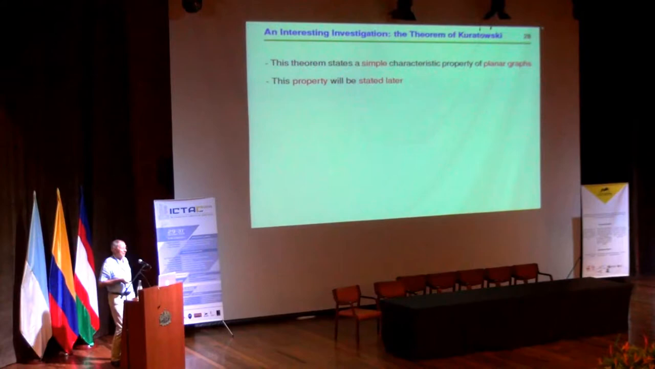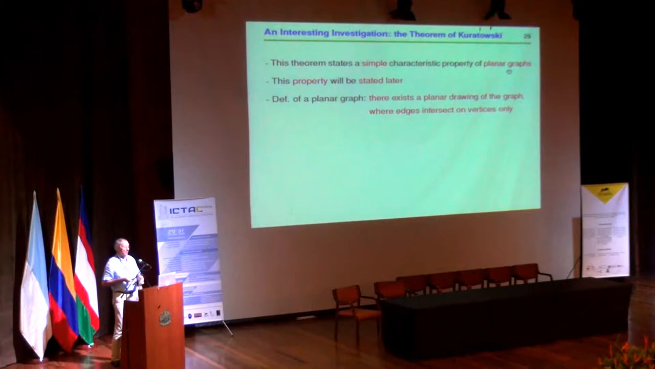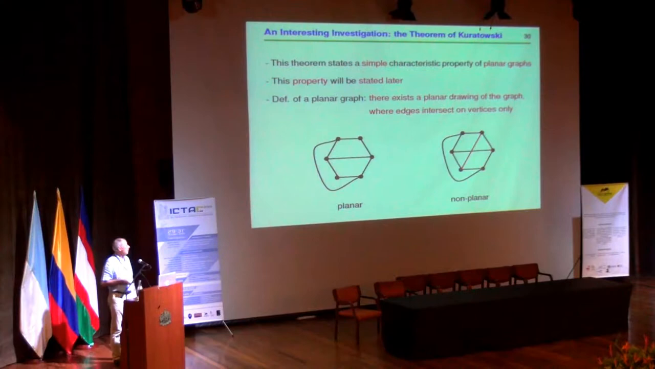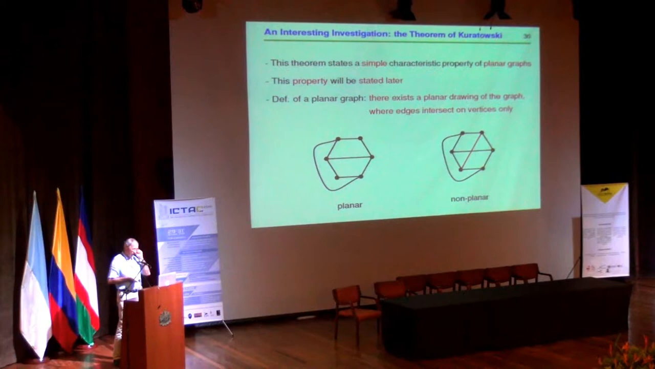So for the moment, we're just focused on a planar graph. The definition of a planar graph is very simple. There exists a planar drawing, and we will see the differences between a graph and a graph drawing, where edges intersect on vertices only. So here on the left, we have a planar graph. And on the right, we have a non-planar graph because the red edge crosses the horizontal black one on a point which is not a node of the graph, not a vertex of the graph.